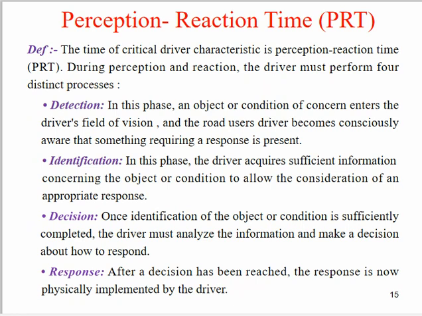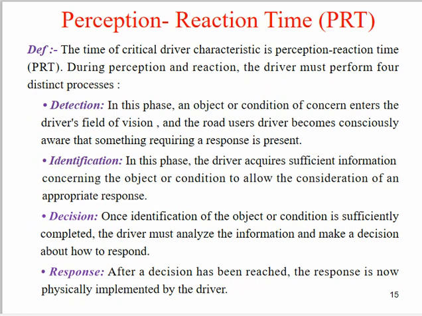Now the first to discuss is the perception time, or here the perception reaction time, that is PRT. It is defined as the critical time of the driver characteristics, or the road user characteristics, which is termed the perception reaction time. During perception and reaction, the driver or the road user must perform 4 distinct processes. First is detection, second is identification, third is decision, and fourth is the response.